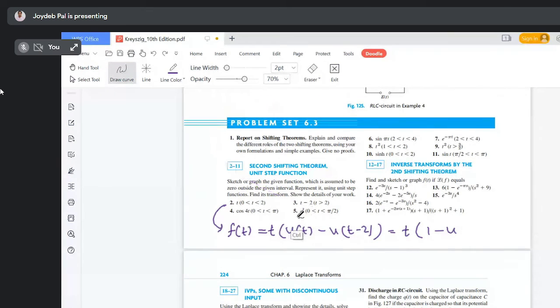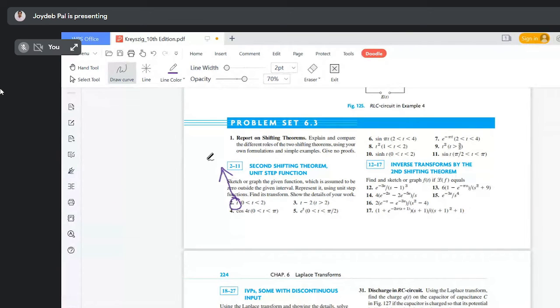Similarly, problem number 5, 6, 7, these are defined over some finite interval. So you can represent this function in terms of the Heaviside function, then you take its Laplace transform. But by mistake, if it is asked Laplace transform of t in the interval 0 to 2, and you directly write the Laplace transform of t, it is 1 by s square, which is not correct.